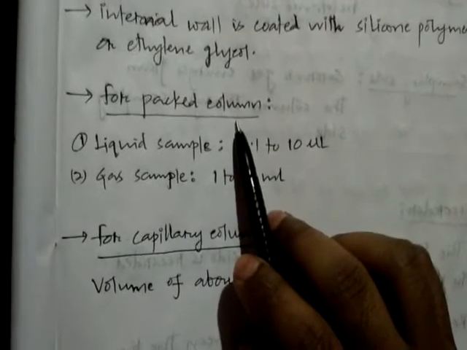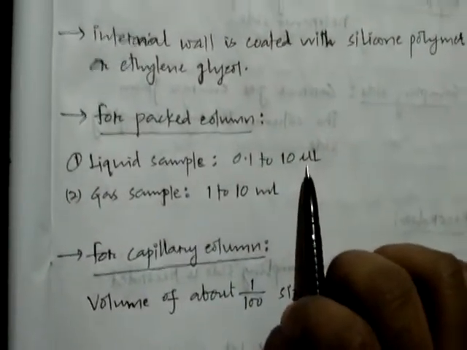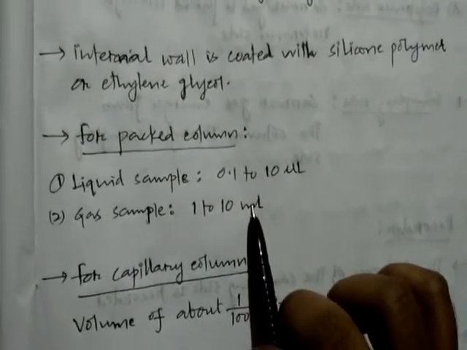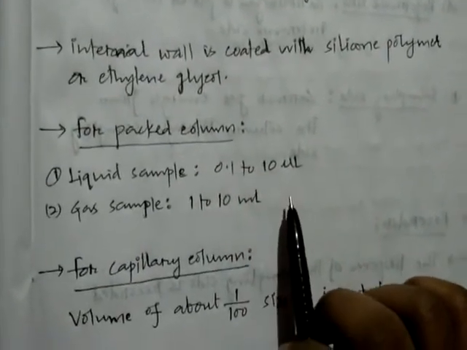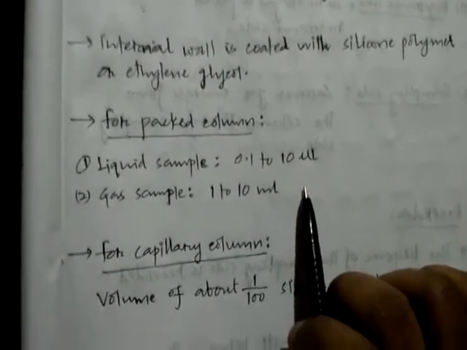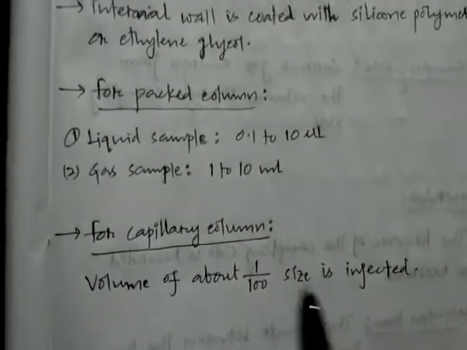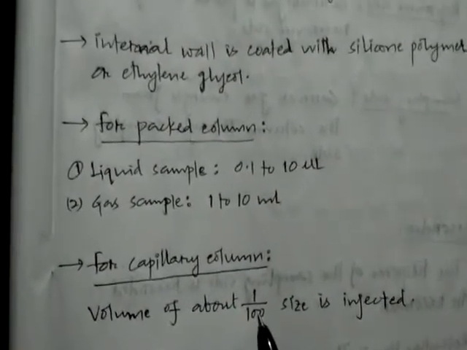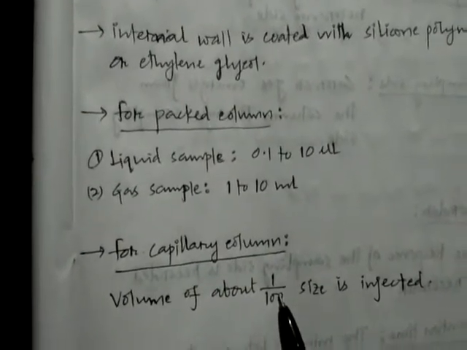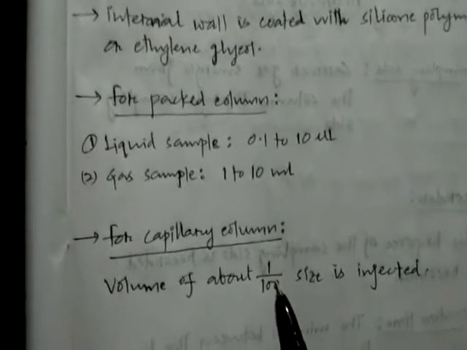For packed columns, liquid samples of 0.1 to 10 microliters are injected, while gas samples of 1 to 10 ml are injected. Gases can be injected by means of a gas-tight syringe or through a special gas inlet chamber of constant volume. Similarly, for capillary columns, only small volumes must be injected because of low capacity. Separation of components occurs as the vapor constituents equilibrate between carrier gas and stationary phase.